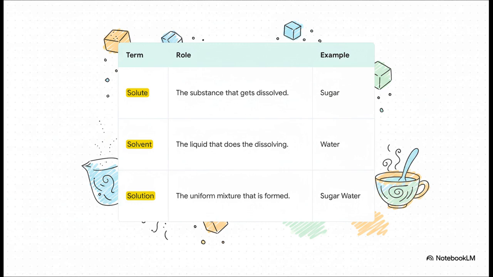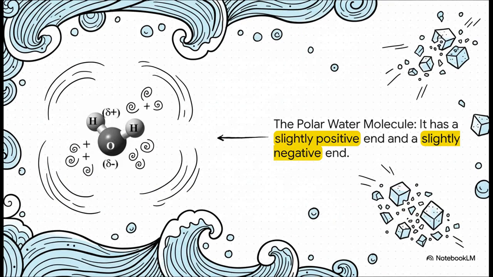It's super simple. In our tea example, the sugar, that's the solute. It's the stuff that gets dissolved. The water is the solvent. It's the one doing all the dissolving work. And that perfect sweet tea you end up with, that's our solution. Easy, right?